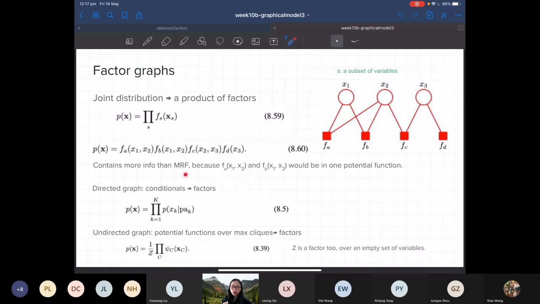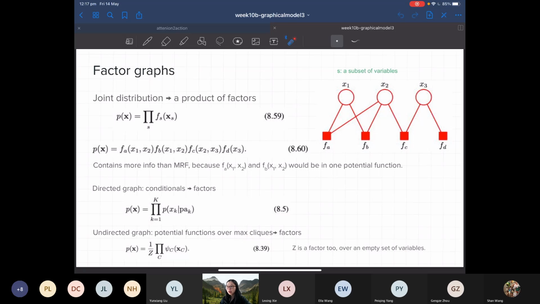Right, so compared to an MRF, fA and fB here would have been in one potential function. In here, we can pull them out into different factors. So we can trivially see that the Bayes net representation and also the MRF representation are special cases of these factor graphs. In MRF, the factors are constrained to be over maximum cliques.